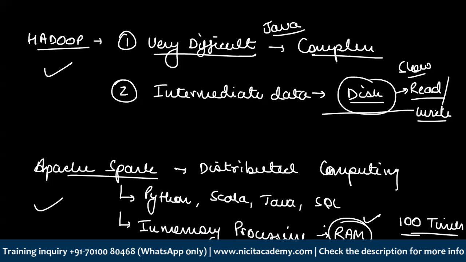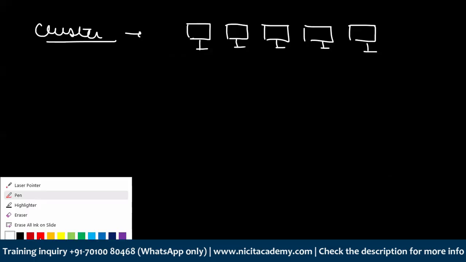And what Apache Spark introduced? The same distributed computing. It had a cluster, and the cluster would have multiple computers. It's a very simple architecture if you understand. It will have something called a master, or a driver computer. So one computer was called the driver, and the rest were called the workers. Individually, these computers are called nodes.